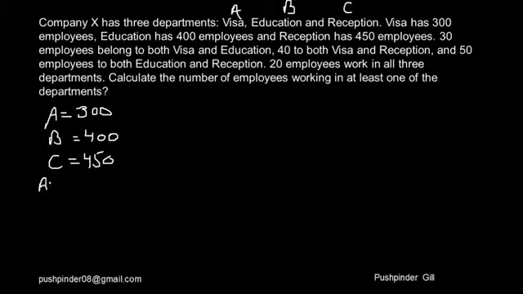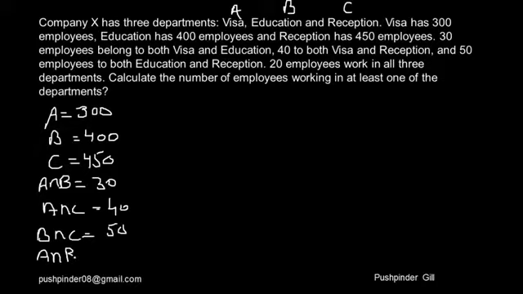30 employees belong to both Visa and Education. If they belong to both of them, that means A intersection B is equal to 30. 40 to both Visa and Reception. Visa is A and Reception is C. So 40 to both of them. And 50 to both Education and Reception. So that is 50. Now he said that 20 employees work in all 3 departments. So 20 employees work in all 3 departments.